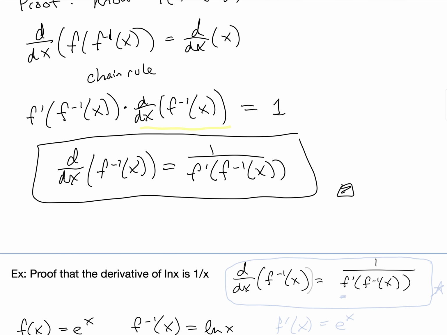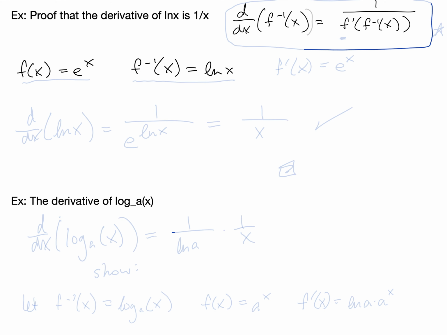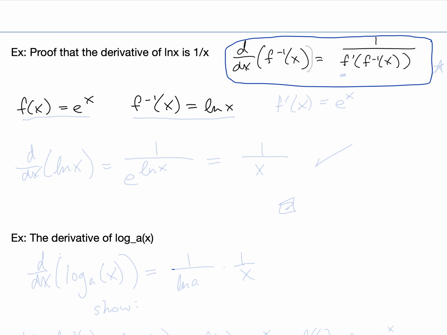All right, let's use that fact, that the derivative with respect to x of f inverse of x is equal to 1 over f prime of f inverse of x, to prove a few derivative rules. We have already seen that the derivative of natural log of x is 1 over x. Actually, we've used that derivative rule, but we haven't proved it up to this point. Now we are going to prove it using the derivative of inverse function theorem. So we need the function that we want to find the derivative of. That's f inverse of x equals natural log of x.